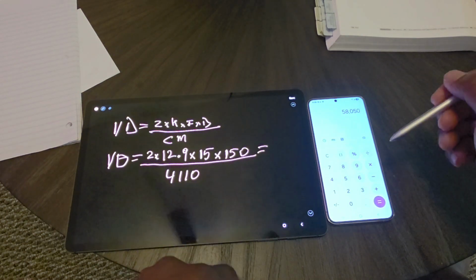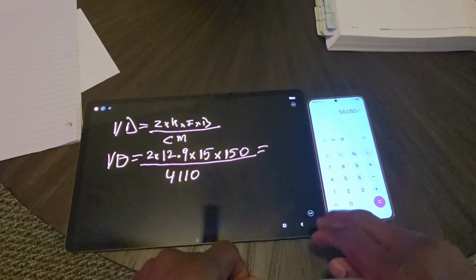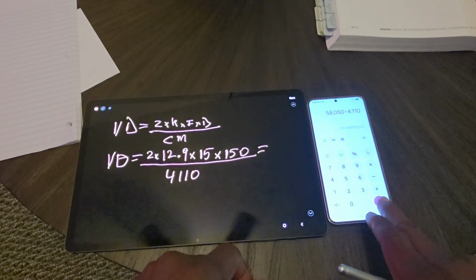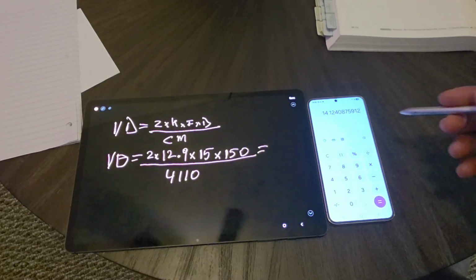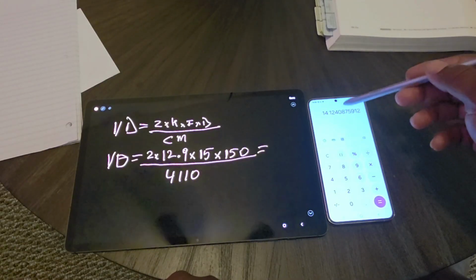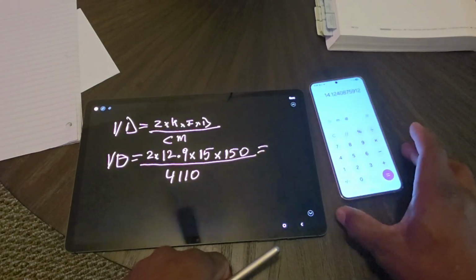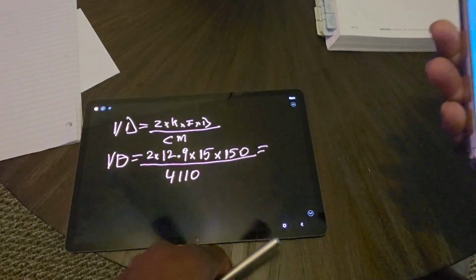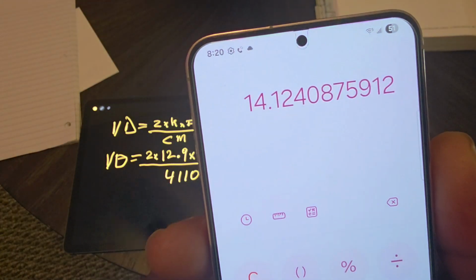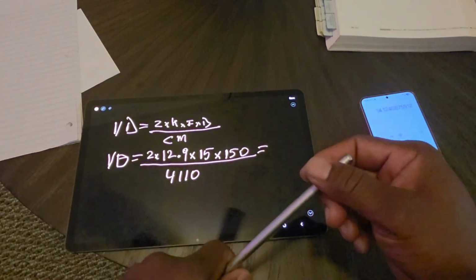Then divided by 4110. So the system would have a 14%, let's just round it up, 15% drop on a run of 150 feet. Okay, so that's pretty much how you would end up doing it.